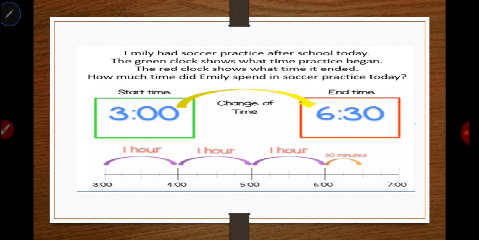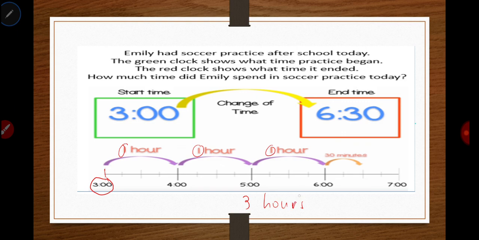So we have here a number line. We start at 3 o'clock. Can you see that? We mark the number line as 3 o'clock, 4 o'clock, 5 o'clock, 6 o'clock, until 7 o'clock. All right. From 3 o'clock to 4 o'clock, that's 1 hour. From 4 o'clock to 5 o'clock, that's another 1 hour. From 5 o'clock to 6 o'clock, that's another 1 hour. So how many hours are there? You have 1, 2, 3. You have 3 hours.